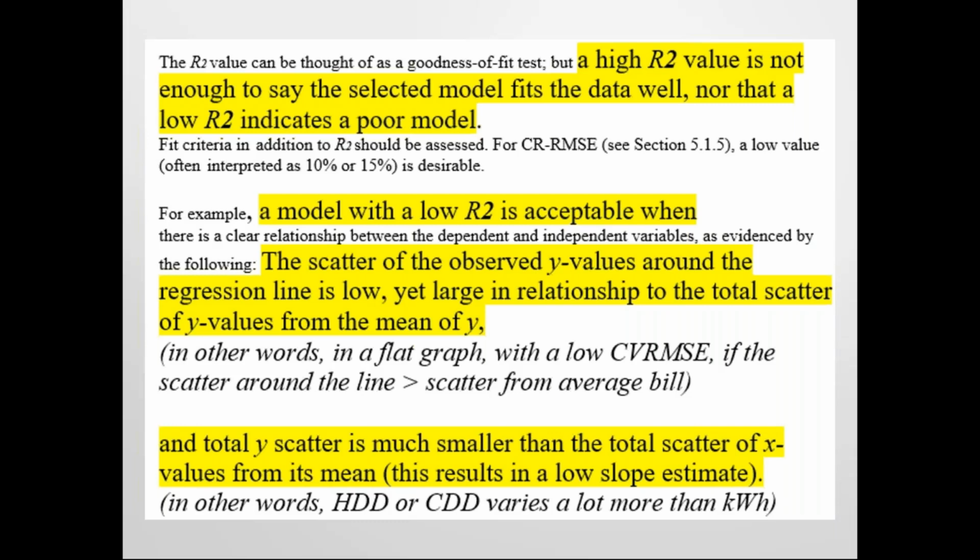In a flat graph with a low CVRMSE, the scatter around the line is greater than the scatter from the average bill. That was my translation. And he's got this other part: and the total Y scatter is much smaller than the scatter of the X values from the mean. In other words, the heating or cooling degree days vary a lot more than kilowatt hours. So this would be a way to say, yeah, I've got a low R squared, it's 0.2 something, but you know what? I think it's a good fit.